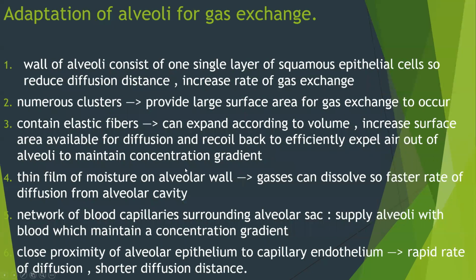So let's talk about how the alveoli are adapted for gas exchange. The wall of the alveoli, which is of squamous epithelium cells, is only one cell thick, so it reduces the diffusion distance and increases the rate of gas exchange. Alveoli exist as numerous clusters, so there's a large surface area to volume ratio for gas exchange. It contains elastic fiber, so it can expand during inspiration and recoil. This also helps to maintain the concentration gradient.